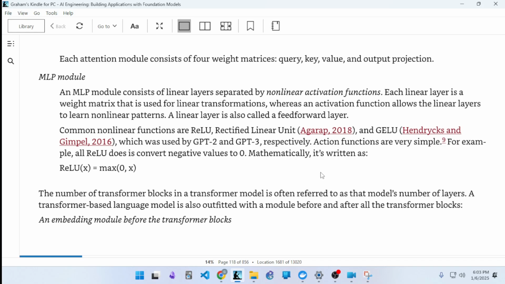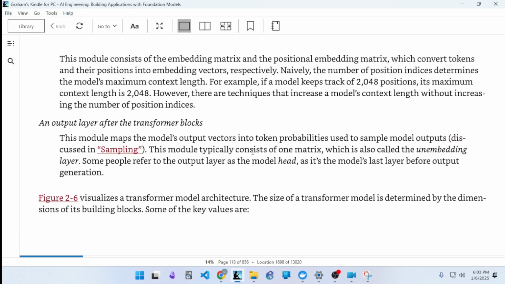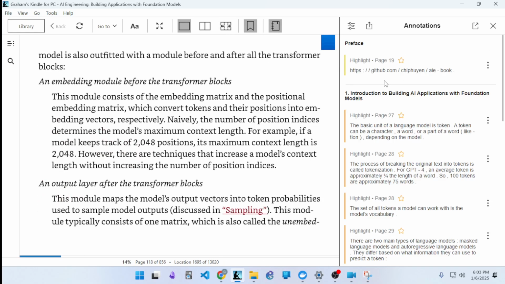The number of transformer blocks in a transformer model is often referred to as that model's number of layers. A transformer-based language model is also outfitted with a module before and after all the transformer blocks: an embedding module before the transformer blocks. Okay, so we'll read about that soon.